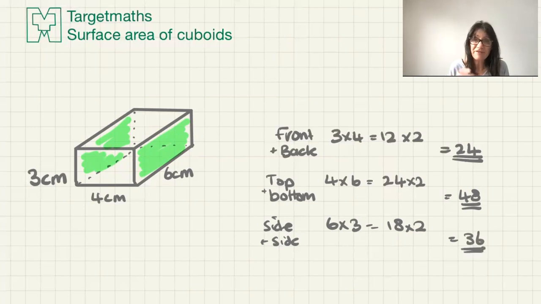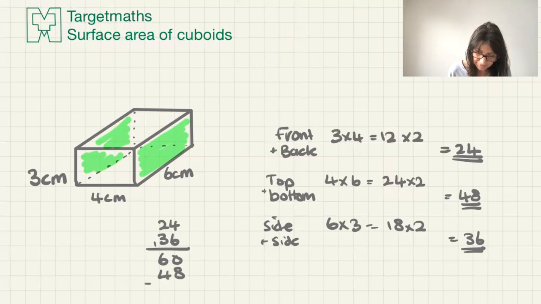And now to finish this off, I have to add the totals that I've got. So I'm going to do that over here. I've got 24, 36. I might want to add that first. So 4 plus 6 is 10, carry 1, that's 60. And then I could add in the 48. 108 centimeters squared is my final answer.